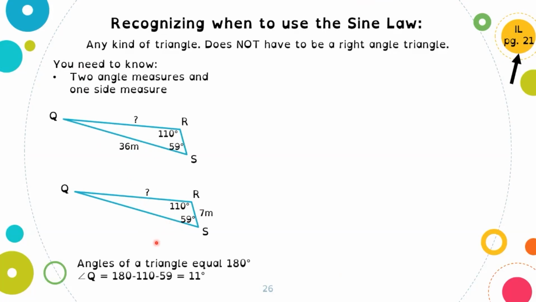Because remember that the angles of a triangle add up to 180. So if you know 2 of your angles, you can always figure out your 3rd angle, and then you can use that to figure out your 2 sides. So that's why it doesn't matter which sides you know. You can always figure it out if you know 2 angles.